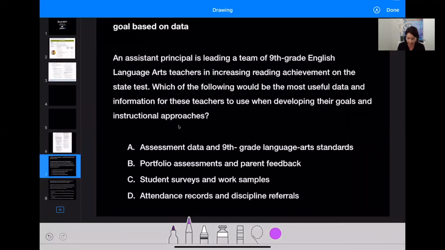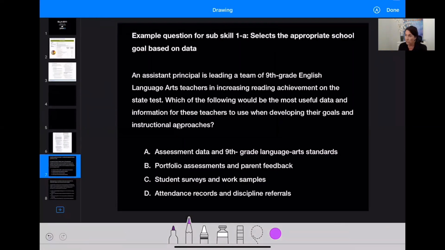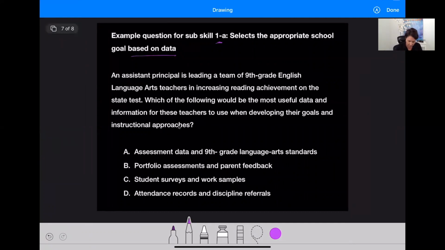Now, today I was writing my own questions for my own book, and I wanted to go over a couple of those with you here. So this is an example question for subskill 1A, selects the appropriate school goal based on the data. All right, now let's practice what we preach, right? Let's go straight into the answer choices here and see if we can eliminate anything.